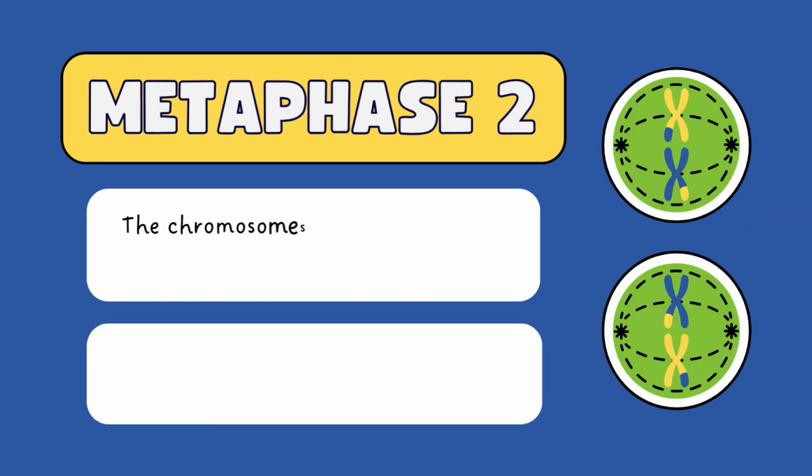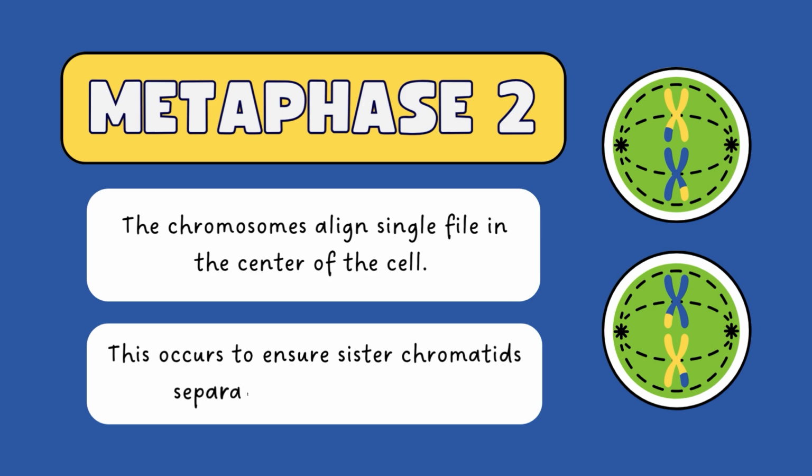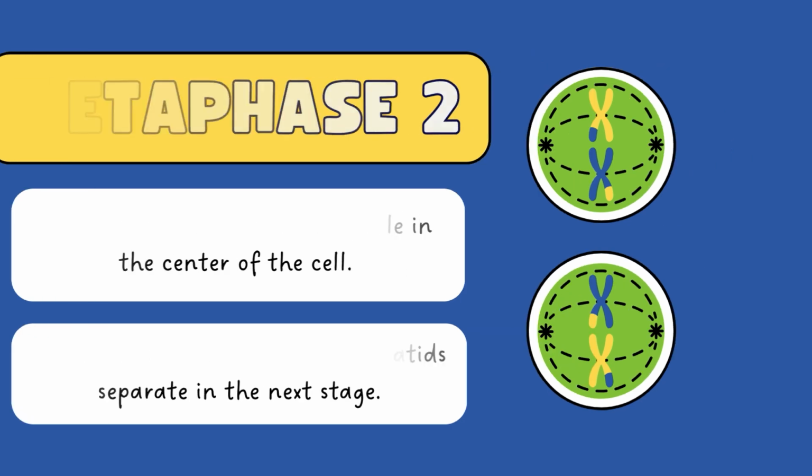Next, let's look at metaphase 2, which is the sixth phase of meiosis. Now, what happens in metaphase 2? The chromosomes align single file in the center of the cell. This occurs to ensure sister chromatids separate in the next stage.